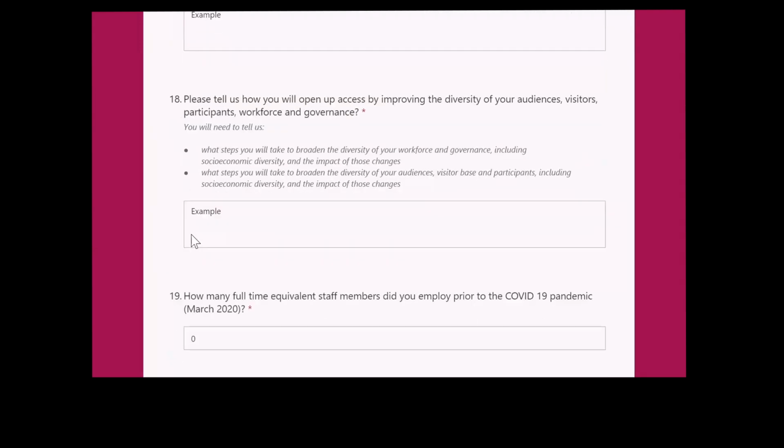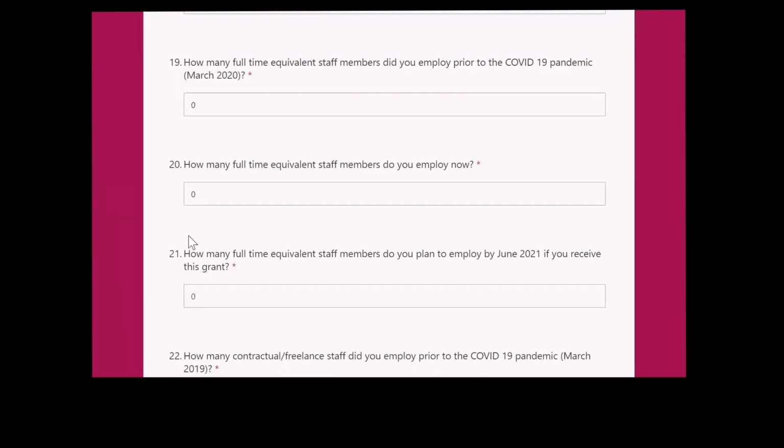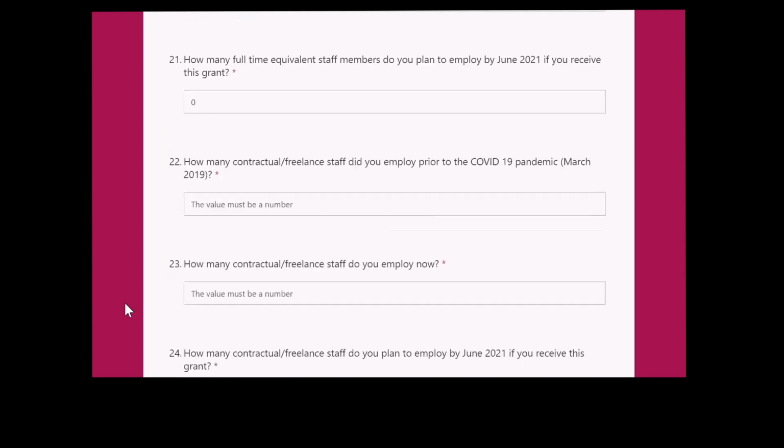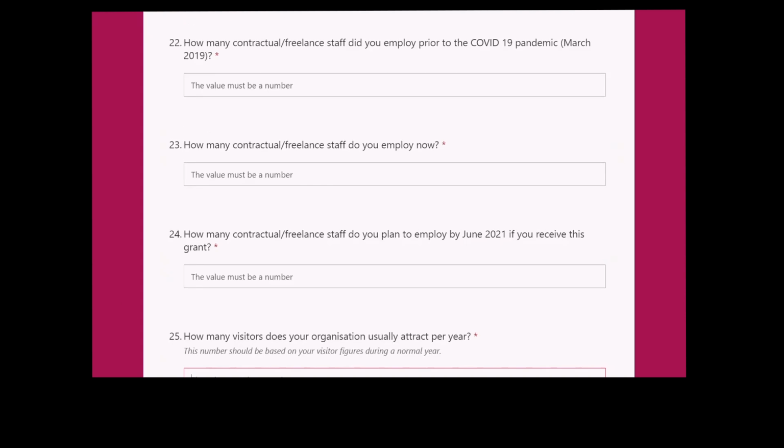The next 3 questions are asking about staff that you've employed. First, tell us how many people you employed before COVID-19 and how many you employ now, including anyone who's still on the payroll but been furloughed. Next, tell us how many full-time equivalent staff you plan to employ by June 2021 if you're successful in getting this grant. And don't forget, if you employ 2 part-time people, say at 2.5 days a week, that's the equivalent of 1 full-time person. The next 3 questions are asking the same again, but for any contractual or freelance staff.